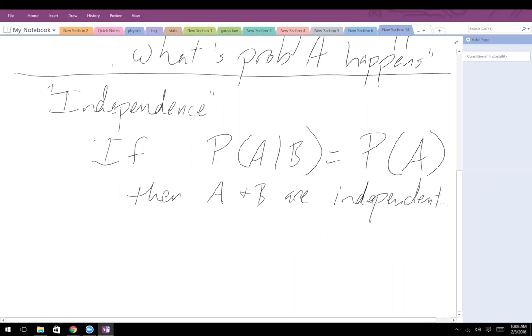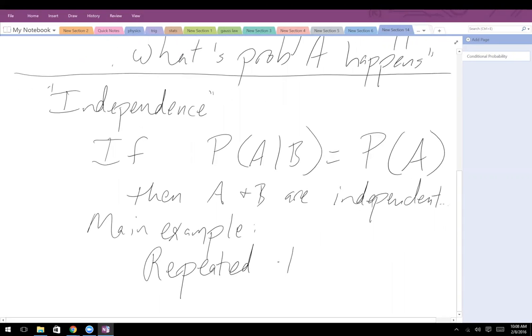And the main example of independence is something we're going to talk about a lot when we get to the statistics part of this and out of the probability part.